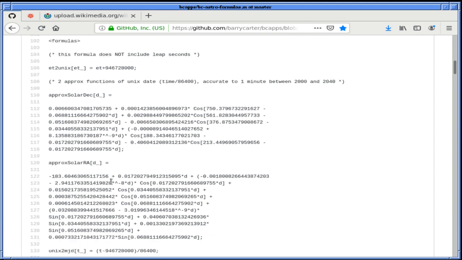I didn't know I'd actually... I do have some, apparently, approximate functions here. So ETD Unix is very basic because they're just separated by a constant. They both measure number of seconds. One just measures seconds starting at a later time than the other.